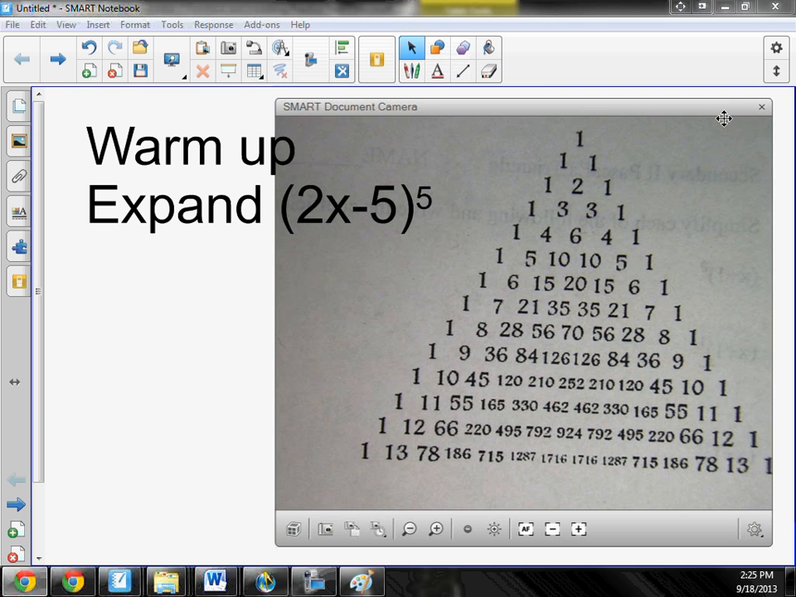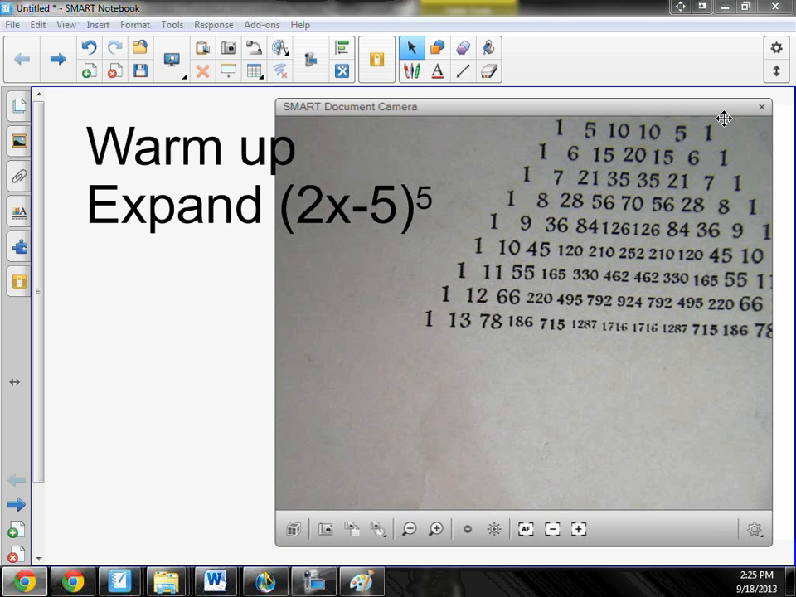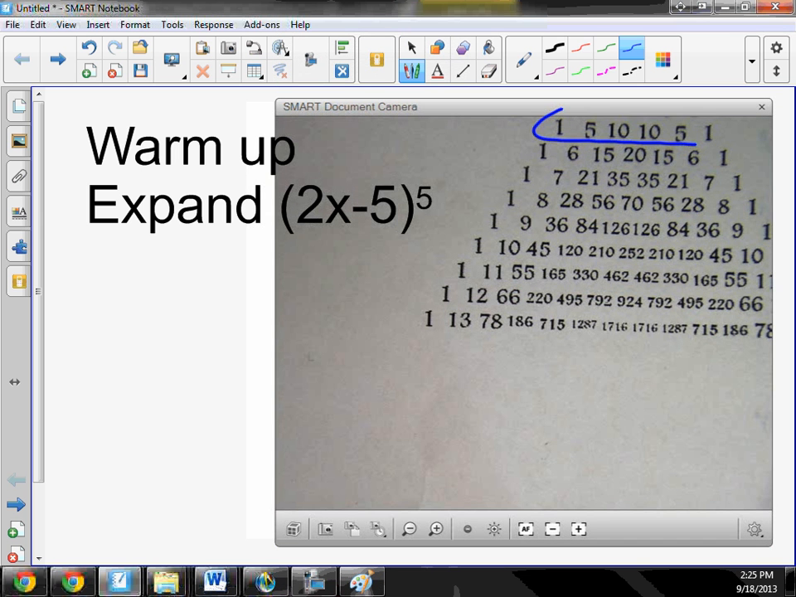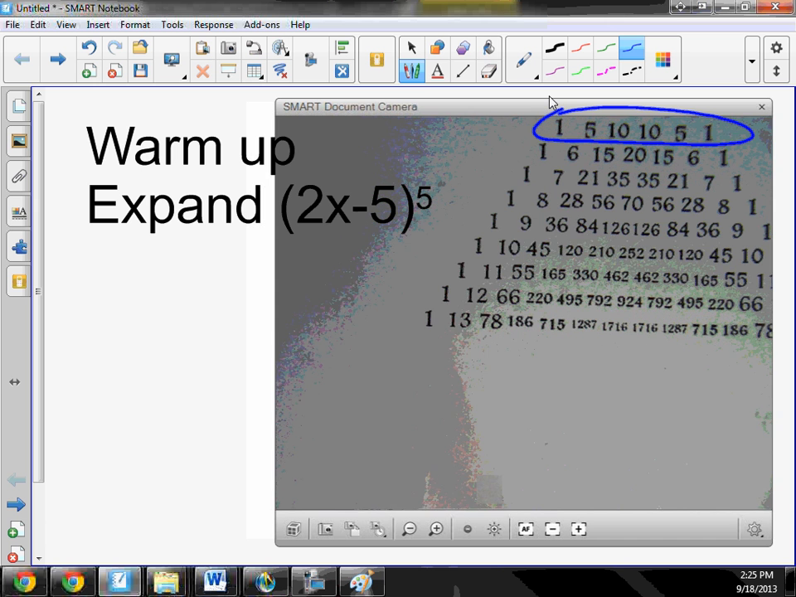So for this warm-up, we're going to look at row 5. So we're looking at this row here. Okay? Now, this is a negative, or it has a -5 in it.